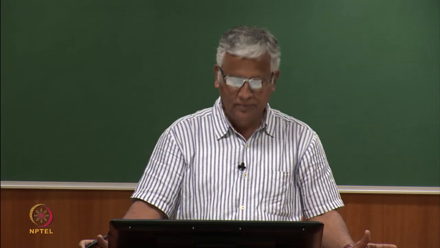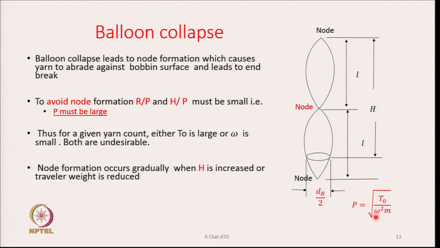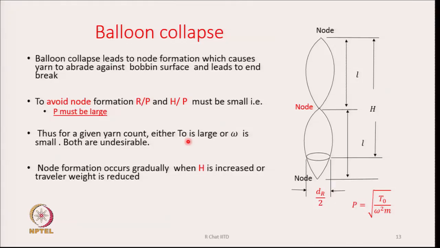The answer is simple, not difficult, it is just not coming to mind. Less omega means less production. Omega is connected to spindle speed. So, if we keep spindle speed low, productivity will be low. Therefore both are undesirable from the commercial aspect. If the ends break too much because of T0 being large, that also means my efficiency will go down. So, node formation occurs gradually when H is increased or traveler weight is reduced.